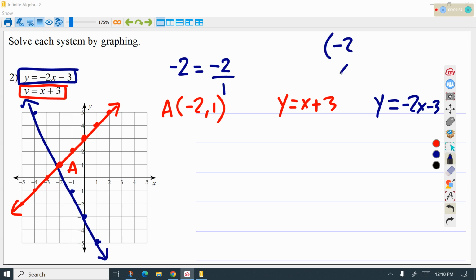Negative 2 for x, right? And then y is 1. That'll make both of these equations true if we plug them in. Okay, so I'm going to spare you guys the explanation, but you can verify that on your own as an exercise. As long as we didn't make a mistake, that should be the answer. Okay, it should make both of them true, and that's our solution.